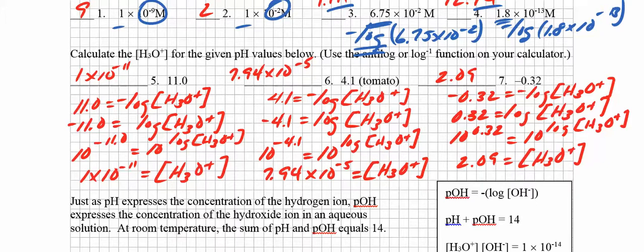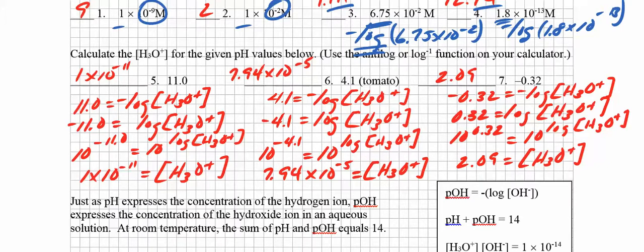Likewise, for number 6, we've got 7.94 times 10 to the minus 5 because our original pH was 4.1. This is for tomatoes, by the way. So we say 4.1 is equal to minus the log of the hydronium ion concentration. Pull the negative over to the left, and we've got negative 4.1 is equal to the log of the hydronium ion concentration. Exponentiate at this step right here. We get 10 to the minus 4.1 is equal to 10 to the log of the hydronium ion concentration, and then solve that. By the way, we're going to use the second button on this one. We hit second log to get 10 to the negative 4.1. We'll hit the equal button. We get 7.94 times 10 to the minus 5.